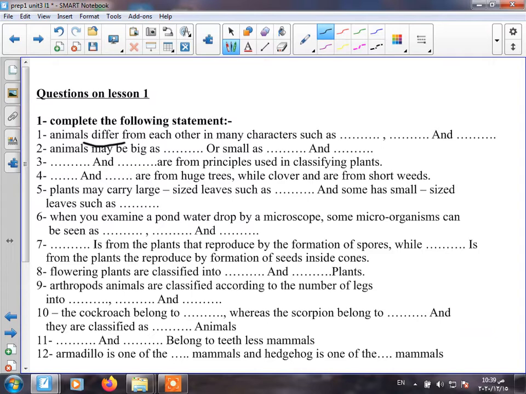How can I ask you in this part? Complete: dots and dots are from huge trees, palm tree and camphor. Okay. And here we have dots instead of this word clover. Dots, and dots are from short weeds. Yes, excellent. Clover and gargir. Okay.